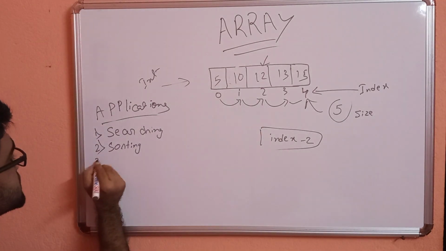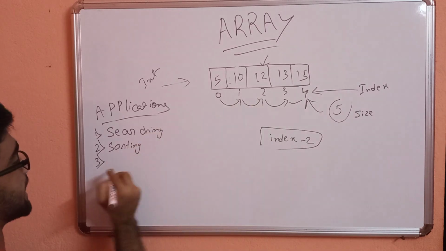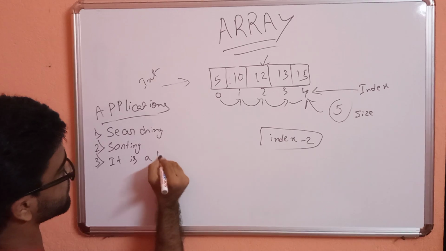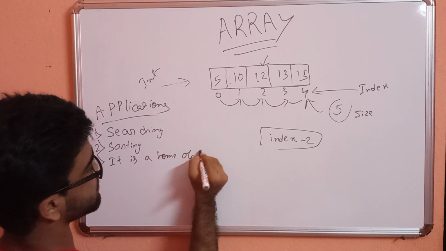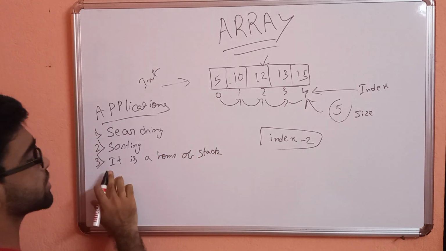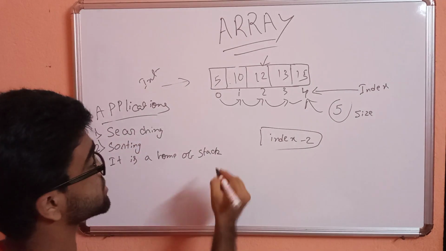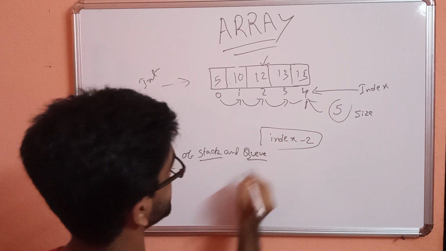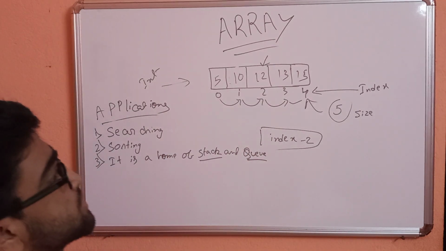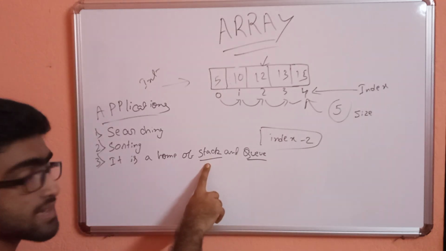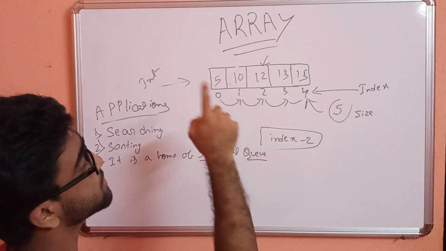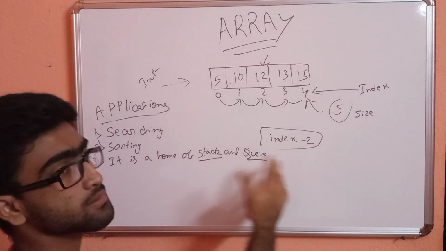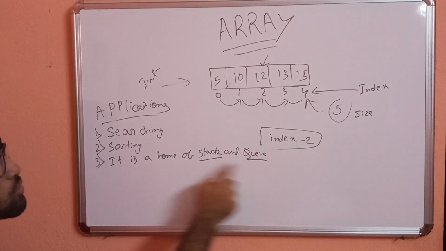Number three, an array is a home of stack and queue. Now what do you understand by home of stack and queue? Why do we say so? It's because we can implement stack and queue by an array. Both stack and queue can be implemented by an array. That's why we call it the home of stack and queue.